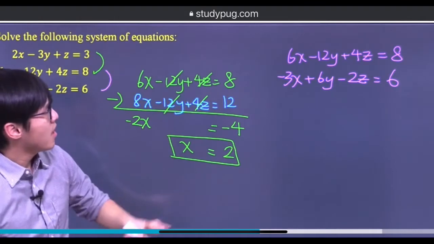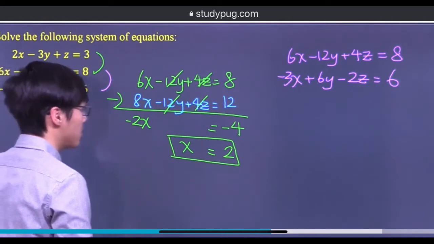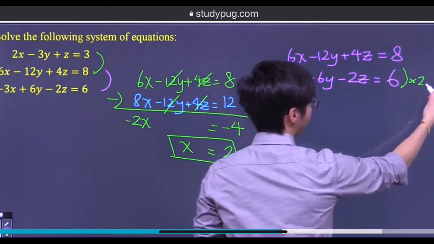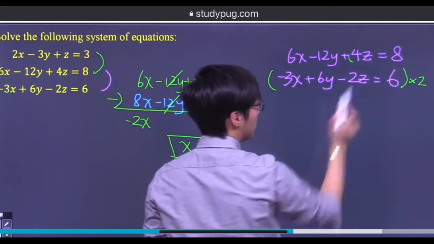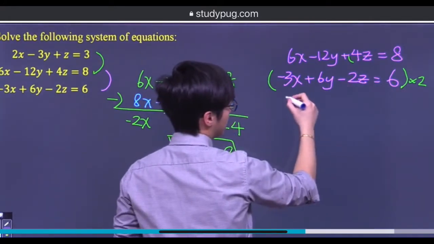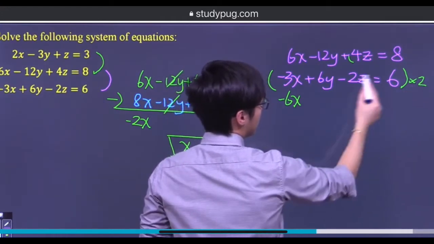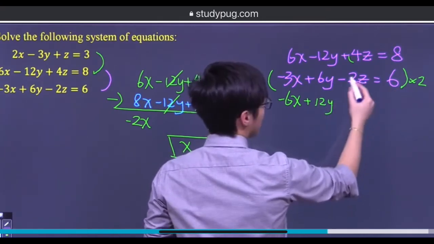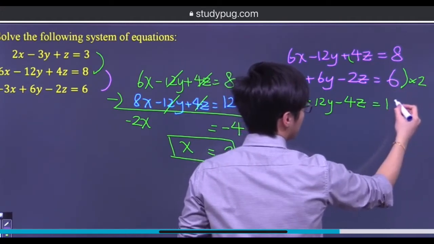So again, now we cannot eliminate any of the variables. So we have to perform some multiplication. If we were to multiply the second equation by 2, right, this negative 2z times 2 will get negative 4z, which is equal to this term over here. Okay, so let's do it. 2 times negative 3x gives us negative 6x. Here, 2 times 6y gives us 12y, all right? And 2 times negative 2z gives us negative 4z, and that will equal to 2 times 6 is 12.